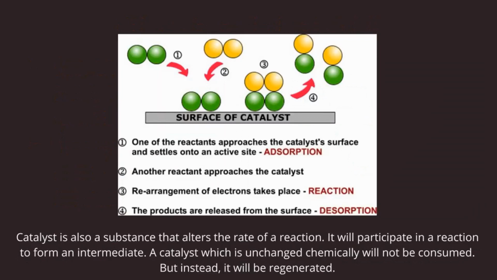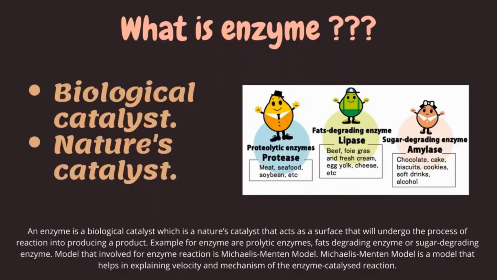A catalyst is also a substance that alters the rate of reaction. It will participate in a reaction to form an intermediate. A catalyst, which is unchanged chemically, will not be consumed. An enzyme is a biological catalyst, a natural catalyst that acts as a surface that will undergo the process of reaction into producing a product. Examples of enzymes are proteolytic enzymes, fat-degrading enzymes, or sugar-degrading enzymes.